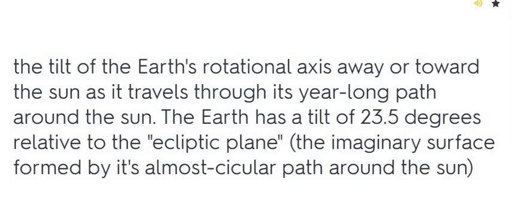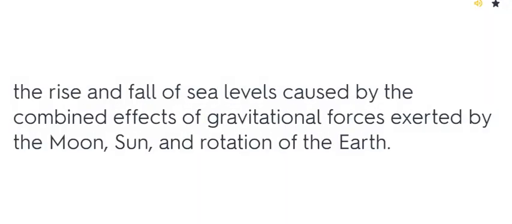Cause of seasons. The tilt of the Earth's rotational axis away or toward the Sun as it travels through its year-long path around the Sun. The Earth has a tilt of 23.5 degrees relative to the ecliptic plane. Tide. The rise and fall of sea levels caused by the combined effects of gravitational forces exerted by the Moon, Sun, and rotation of the Earth.